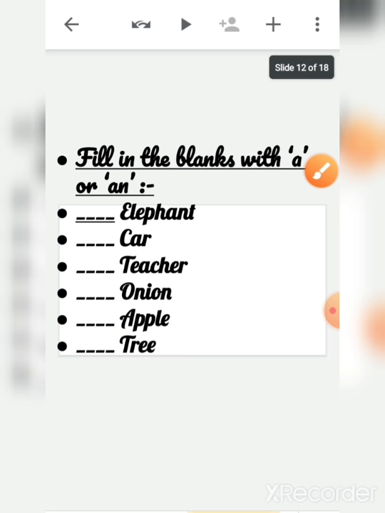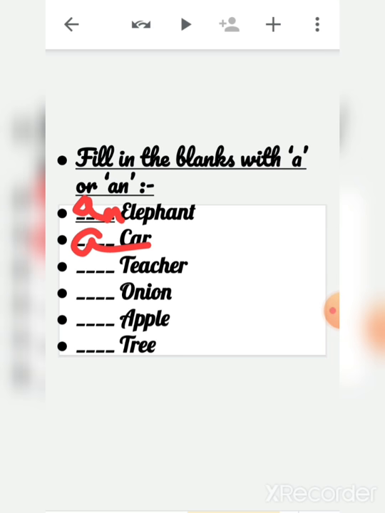Now here, fill in the blanks with a or an. Dash elephant. What will come? An elephant. Dash car, a car. Dash teacher, a teacher. Dash onion, an onion.